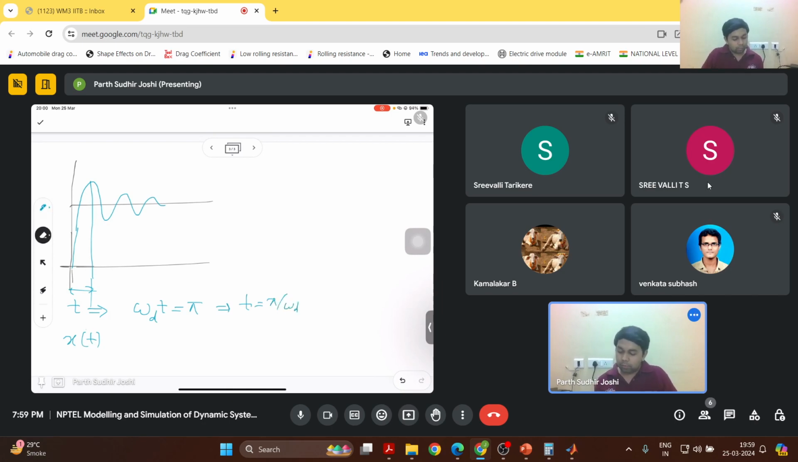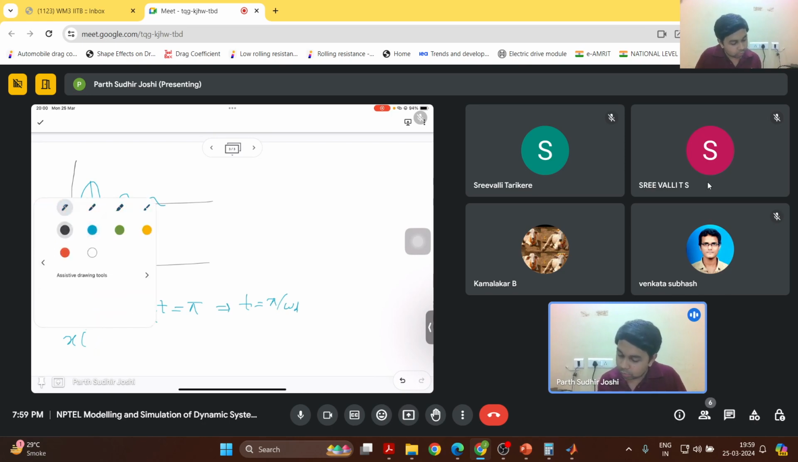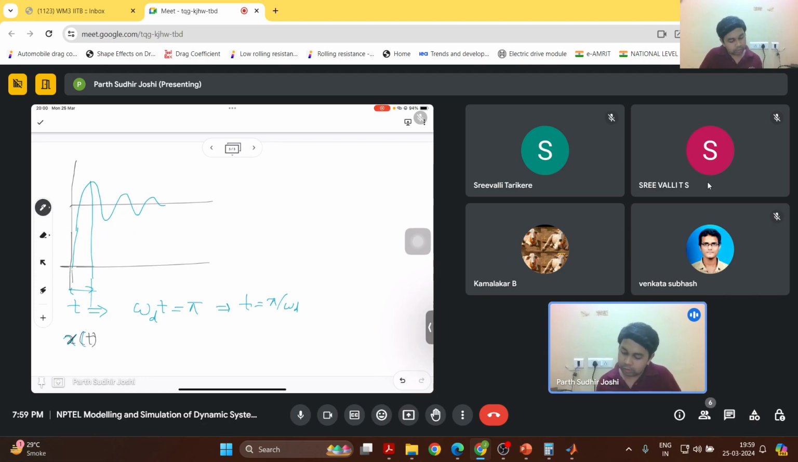So x of pi by omega d. Once we get the coefficients a and b, we can solve this. So this is basically x of t at t is equal to pi by omega d. Once we get the coefficients a and b, and by providing the value of pi by omega d at that time, if we evaluate that, then we will get the response x. So x minus x naught will be the overshoot.